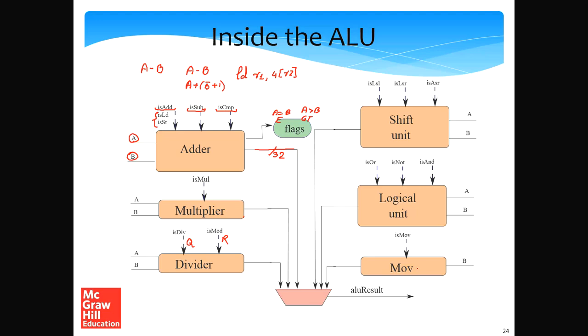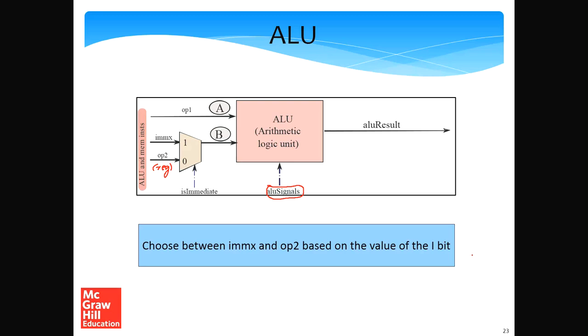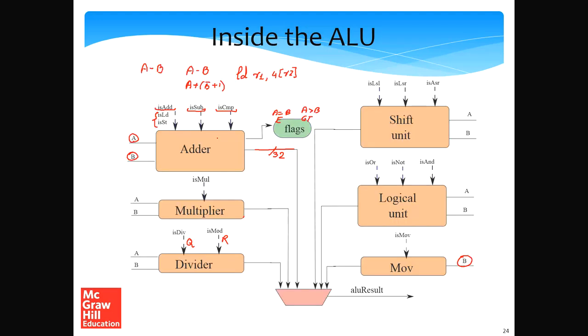And then we have a move unit, which is actually very simple. What we do is essentially nothing. We have a single input that comes in. Mind you, this is input B. The reason that this is input B is because we might move either a register or an immediate into another register. So that's the reason it's input B. So basically the unit acts as a pass-through, where the value B simply passes through the unit and goes to the output.